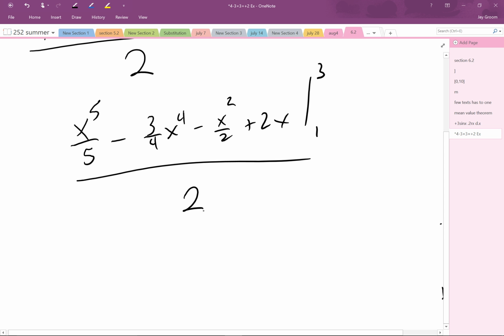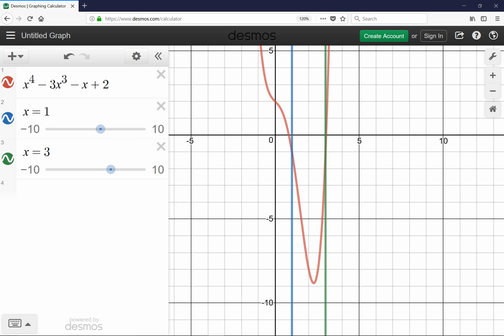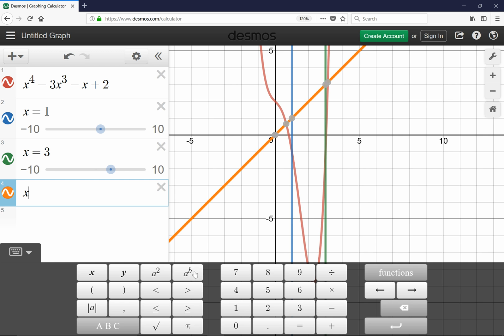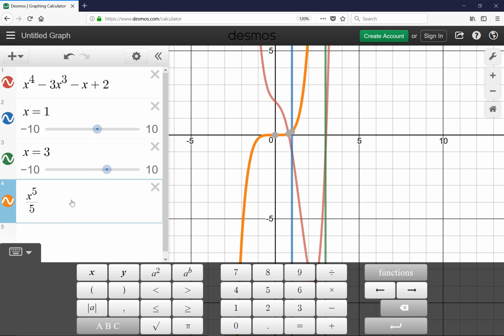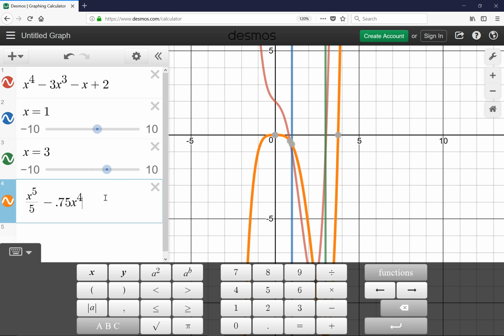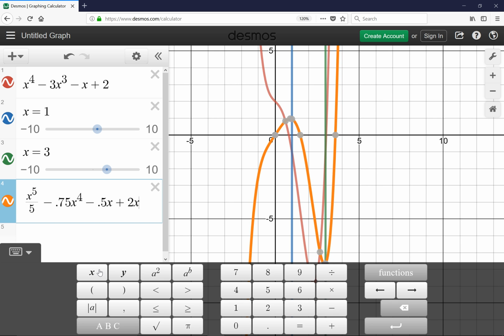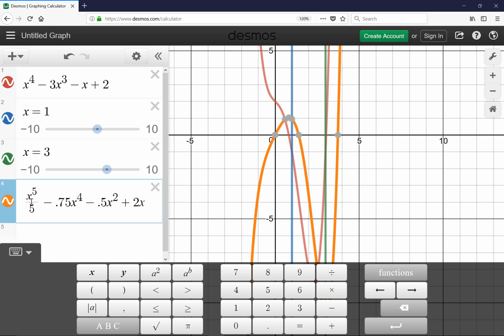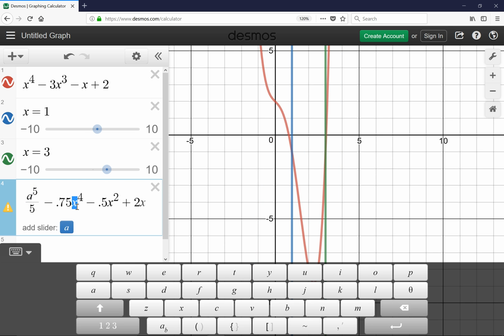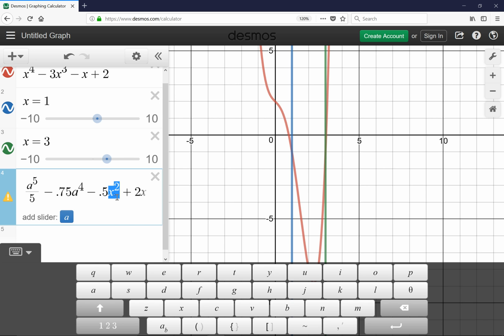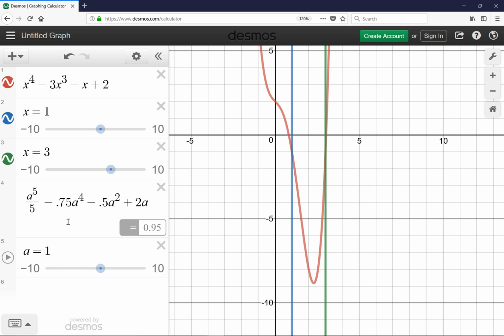I kind of could, I guess, but I'm not going to. I'm just going to stick that into Desmos. So over here, I'll put it in like this: x to the 5th divided by 5 minus 0.75 x to the 4th minus 0.5x squared plus 2x. Oops, that's the x squared. What I wanted to show you was using the A. I get so excited doing math, I forget sometimes to use my little A. There we go. Add a slider. So my sliders are 1, which is 0.95.